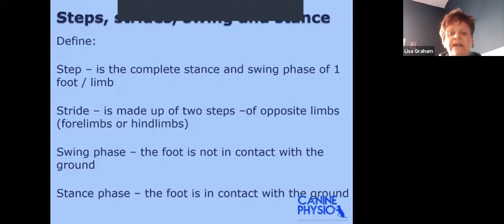Our swing phase is when the foot is not in contact with the ground, so again, we're dealing with one individual foot. That foot comes up off the ground, it's now in swing phase. And when it becomes in contact with the ground again, it's now going into stance phase.